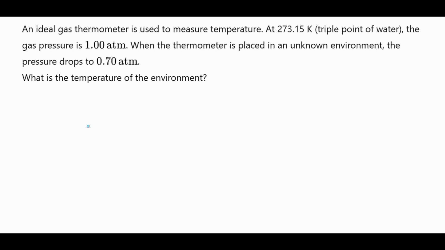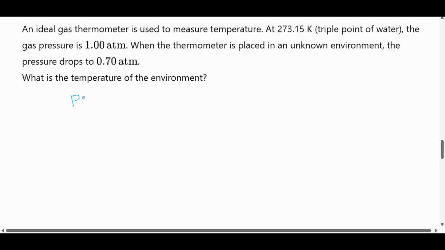In the first problem, we are given that an ideal gas thermometer is used to measure temperature at the triple point of water. The gas pressure is 1 atmosphere. When the thermometer is placed in an unknown environment, the pressure drops to 0.7 atm. Then what is the temperature of the environment?